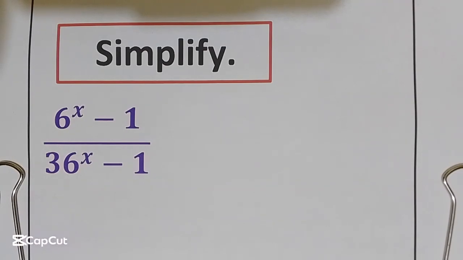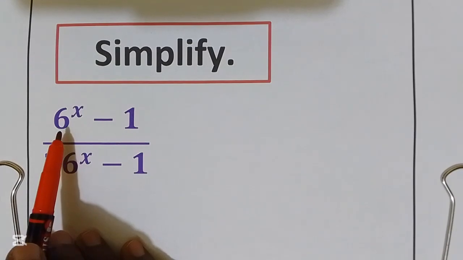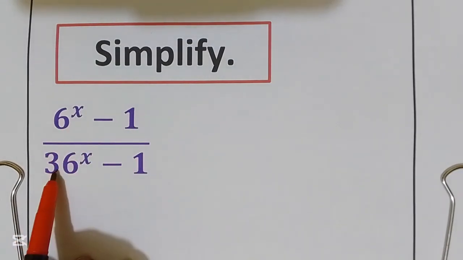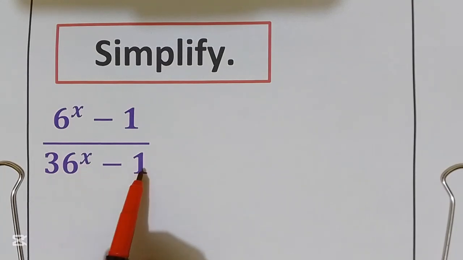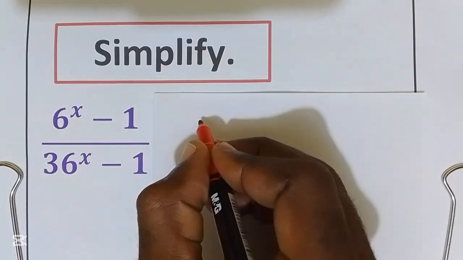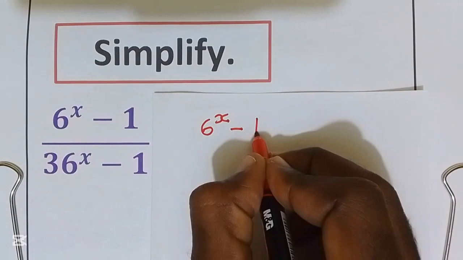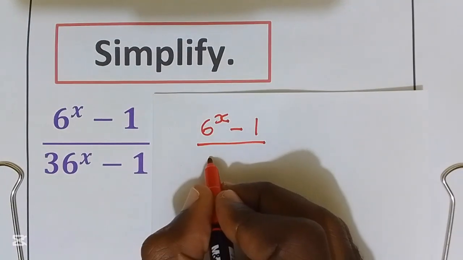We have an exponential expression we need to simplify. We are supposed to simplify (6^x - 1)/(36^x - 1). When we look at the denominator closely, we can see that there is a difference of two squares. That is (6^x - 1)/(36^x - 1).